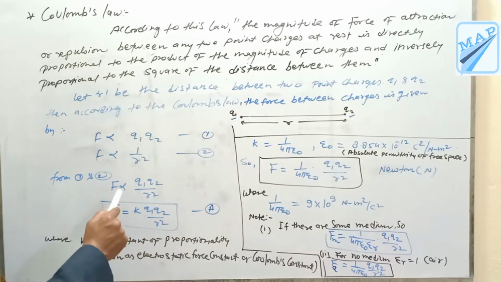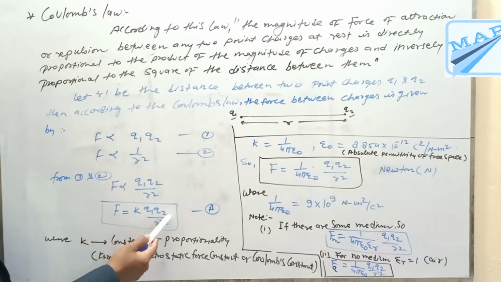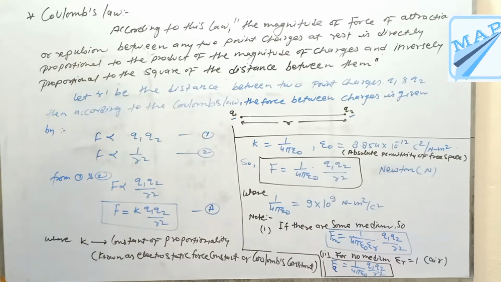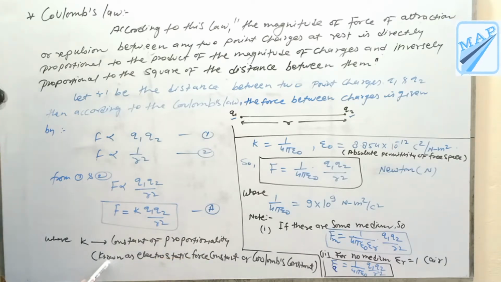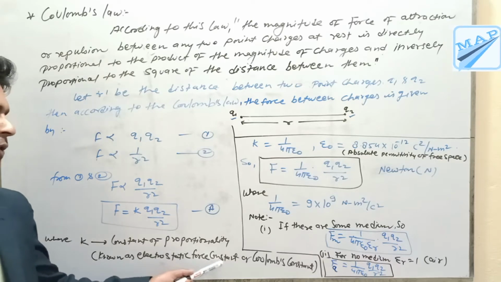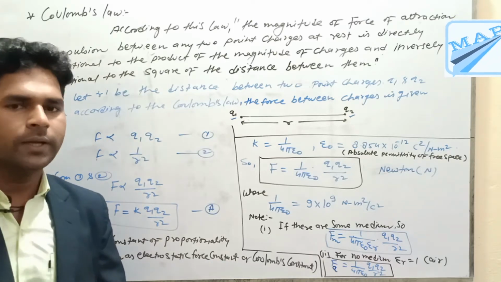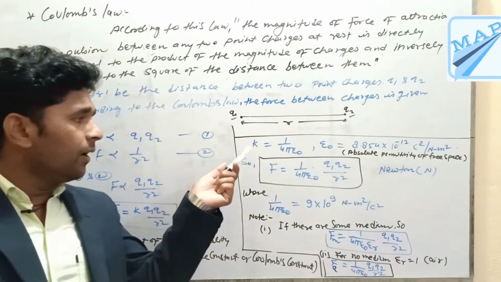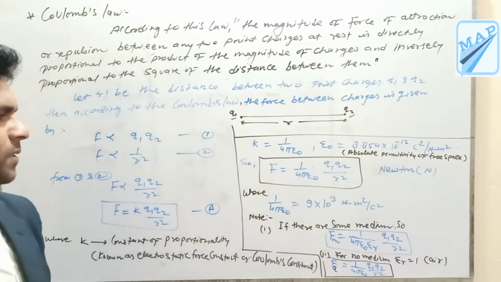So from equations first and second, you get F is proportional to Q1 Q2 upon R square. Removing the proportionality, you get a constant K. So F is equal to K Q1 Q2 upon R square, where K is the constant of proportionality, known as the electrostatic force constant or Coulomb constant. The value of K is always 1 upon 4 pi epsilon naught.